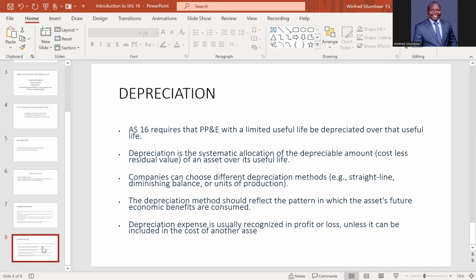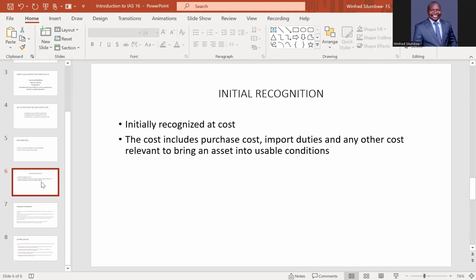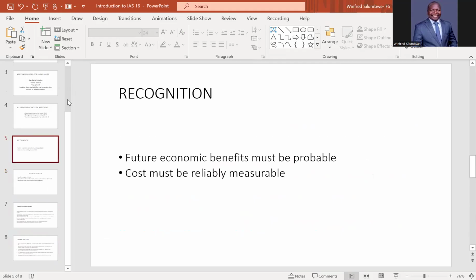Depreciation expense is usually recognized in profit and loss unless it can be included in the cost of another asset. So you just expense the asset. So this is an introduction of property, plant, and equipment, which in the next chapter we are going to go deeper into, so that we are able to appreciate the various aspects around it.